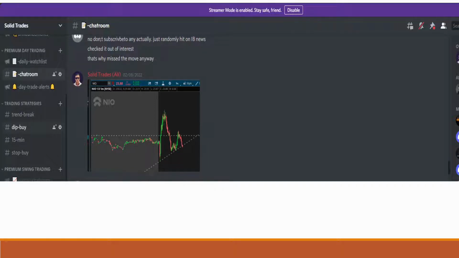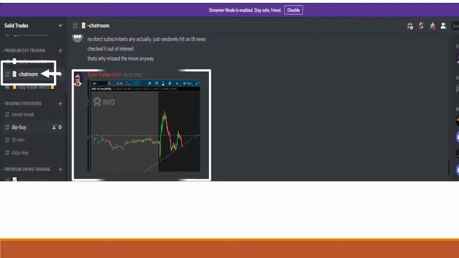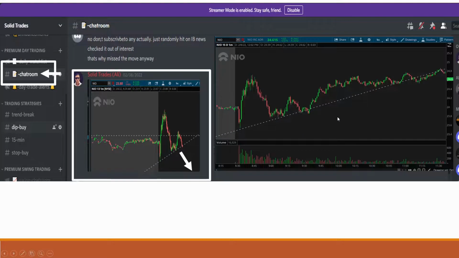So the other day I alerted in my chat room, trade on NEO short right here, and I said it's going to go down. But unfortunately this is what happened. After the stock did break down, it clearly reversed, and then it went up. Needless to say, it was a loss.